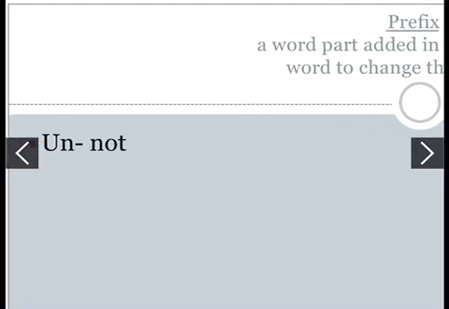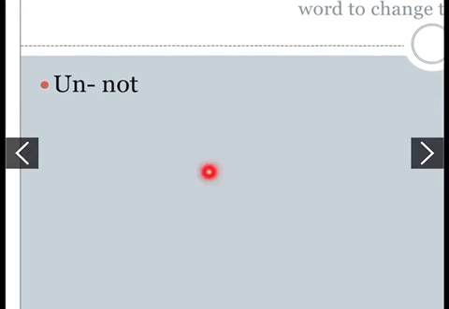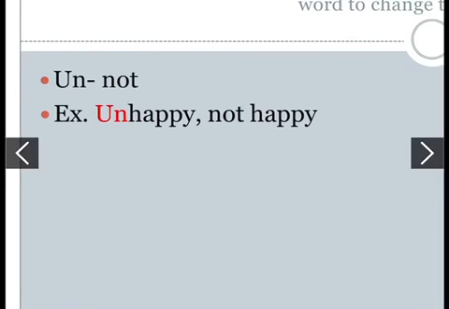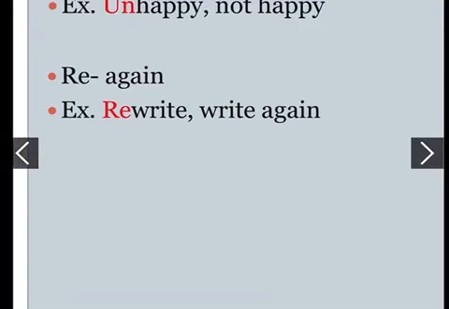Let's take a look. I have the prefix un, which means not. So if I see the prefix un before the root word, it will change the meaning to not. For example, unhappy means not happy. Next, the prefix re means again. So for example, if I have the word rewrite, that means to write again. Or if I have the word reread, that means to read again.